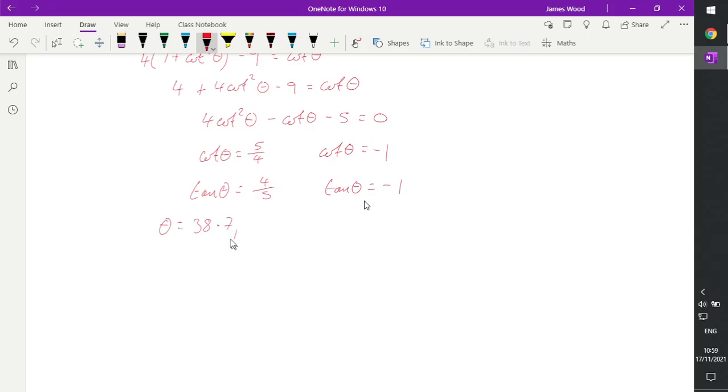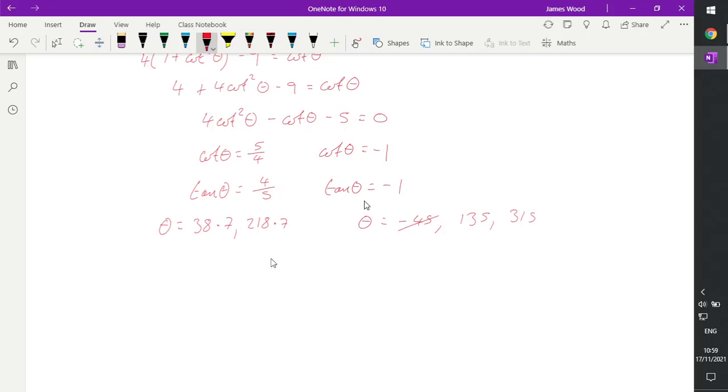38.7. You can find the rest of the solutions by adding 180, because the period of tan is 180, so that's 218.7. I don't think it's going to be any more after that. No, I get 398 to be the next one, so that's too big. This one over here, if I do inverse tan of minus 1, now I get minus 45. That's obviously not in my range though. I'm just going to cross it out. To get to the next one, just add on 180. So that'd be 135, add on 180, 315.